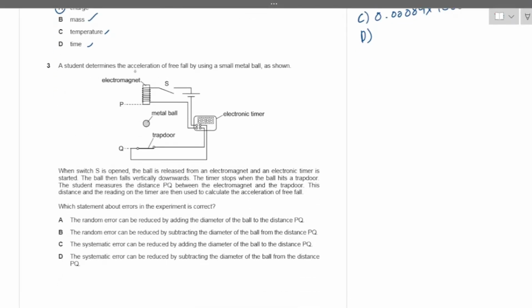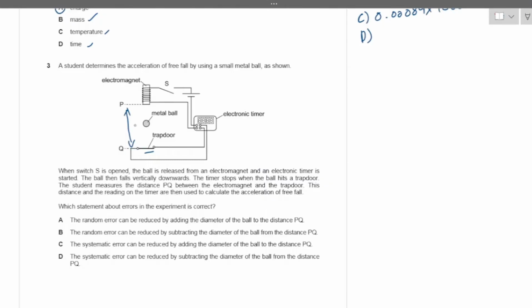Question 3. A student determines the acceleration of free fall by using a small metal ball as shown. When the switch S is opened, the ball is released from an electromagnet and an electronic timer is started. The ball then falls vertically downwards. Timer stops when the ball hits the trapdoor. The student measures the distance PQ between the electromagnet and the trapdoor. This distance and the reading on the timer are then used to calculate the acceleration of free fall.